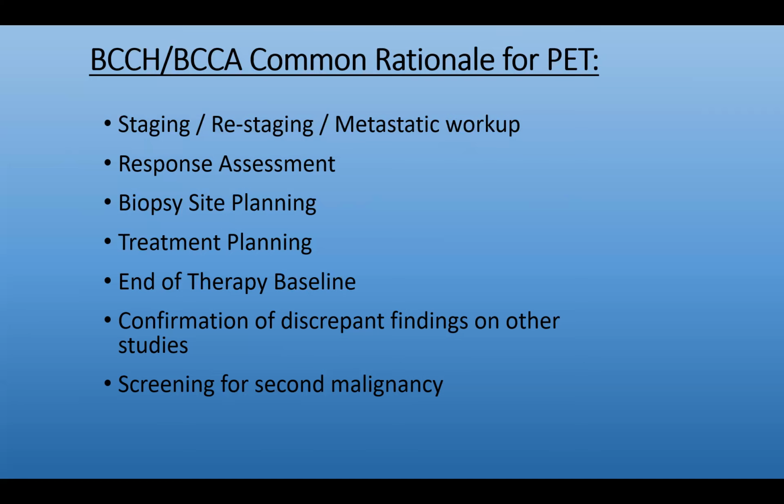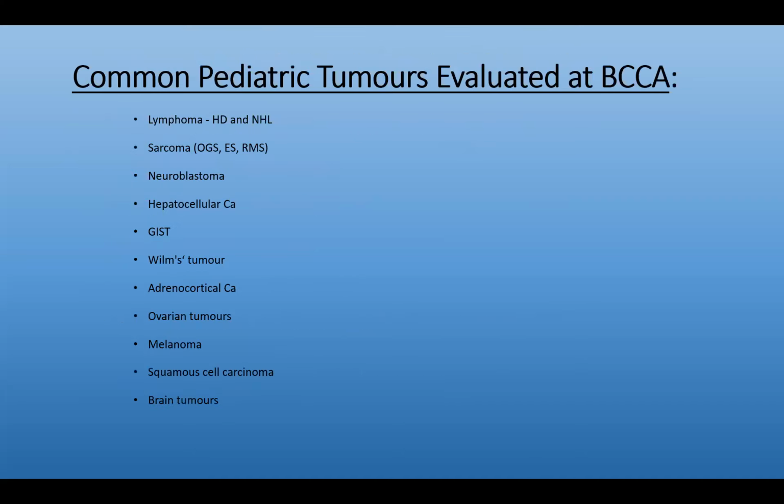It confirms discrepant findings on other types of imaging studies, and it can also be used for screening for second malignancy. These are some of the common pediatric tumors that can be evaluated at BC Cancer, so a long list of them. Many of these used to be scanned just in the regular nuclear medicine department, and the protocols have changed because there's greater sensitivity and sometimes specificity using some of the PET agents.